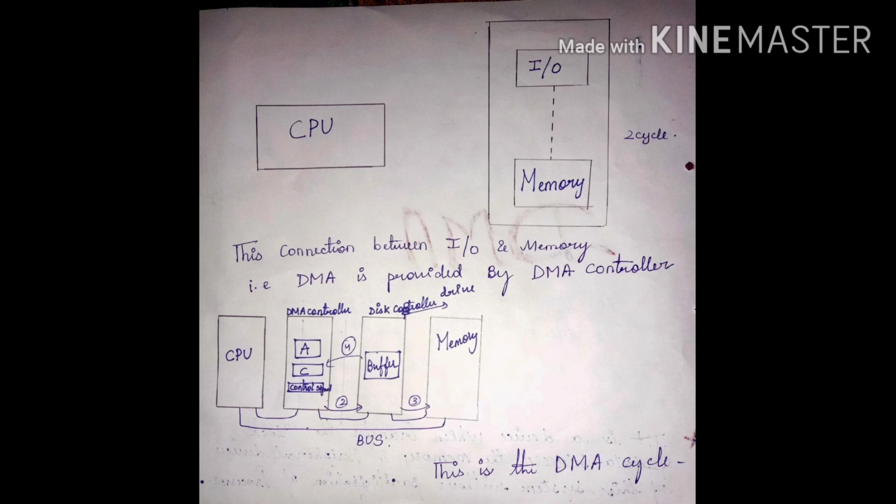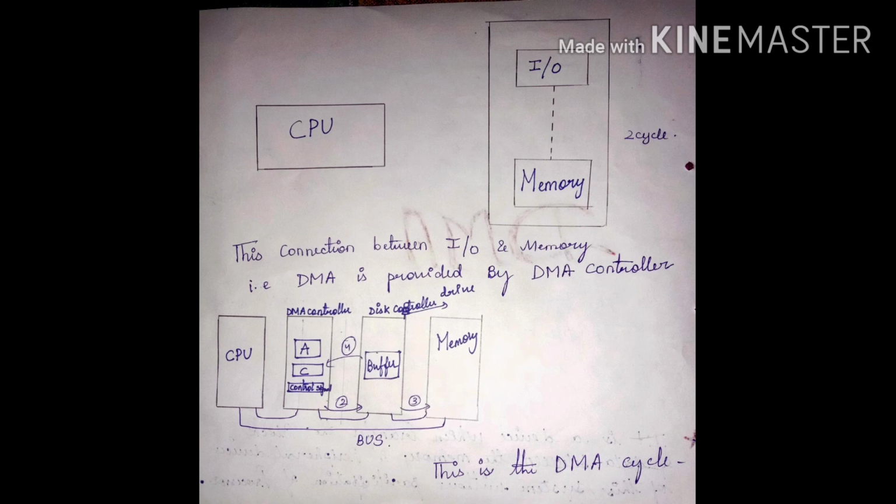If there is a direct connection between input output and memory, it will save one cycle. It can be completed in one cycle also. Now, here comes the role of DMA. This is the connection between input-output device and memory. That is, DMA is provided by DMA controller.